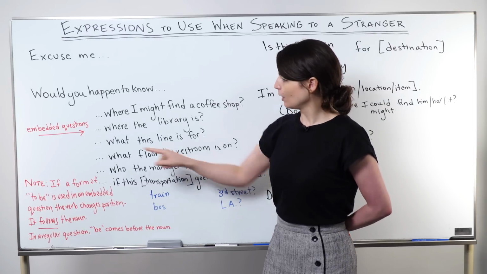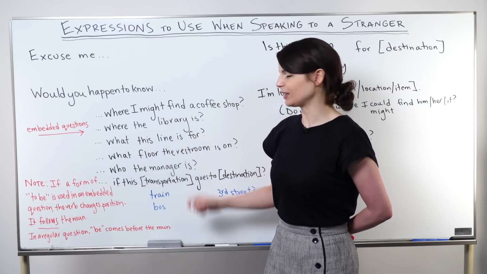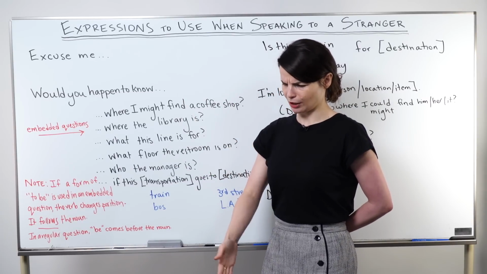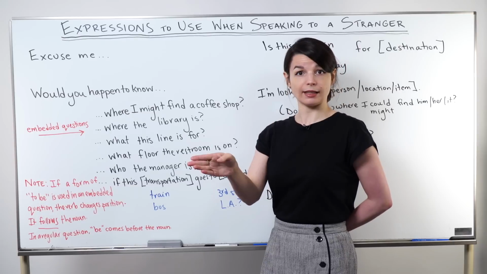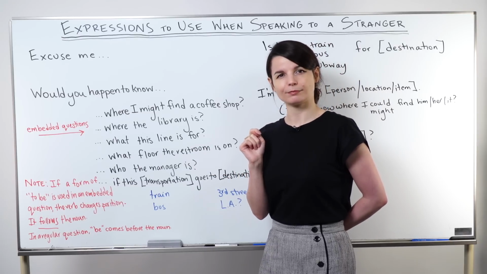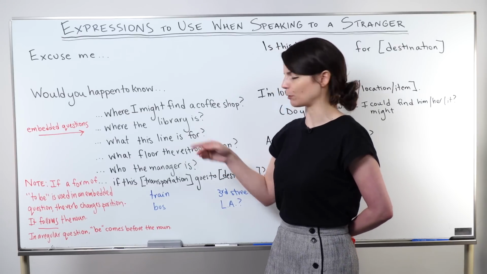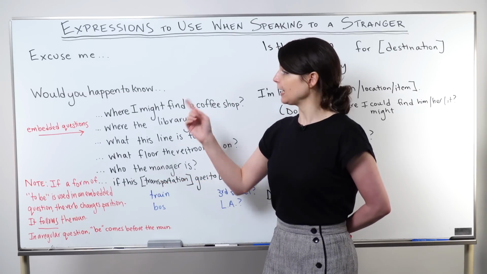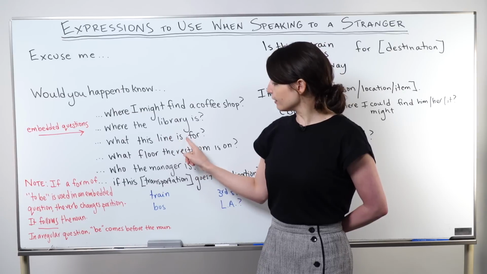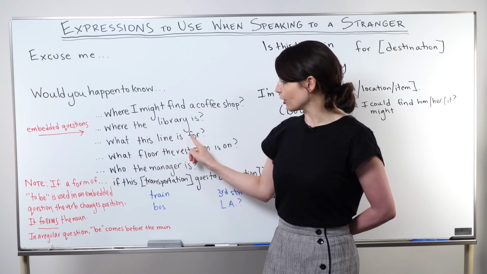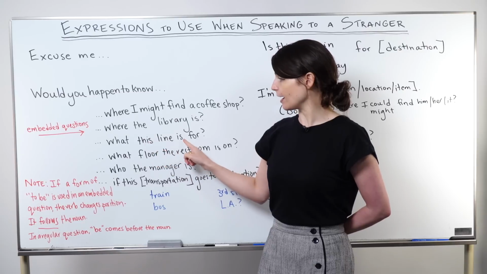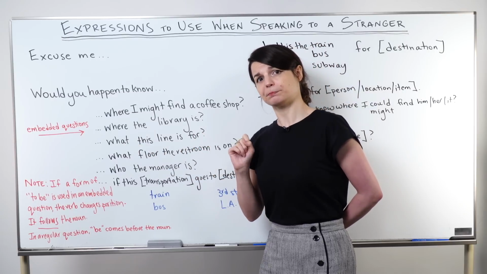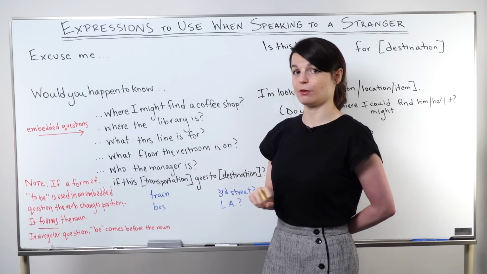When we're putting a question inside another question, we follow this grammar pattern. Another example, what this line is for. What this line is for. So here, again, if I see a line of people on the street, I might say directly, what is this line for? What is this line for? And this for means like the purpose. What is the purpose of this line, in other words? What is this line for? In an embedded question, however, is, in this case again, comes after the noun. What is this line becomes, would you happen to know what this line is for? So we change the position of the be verb.